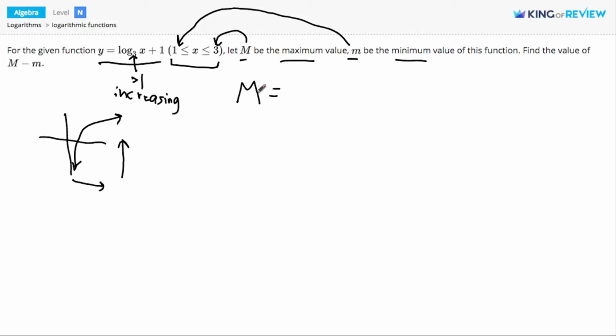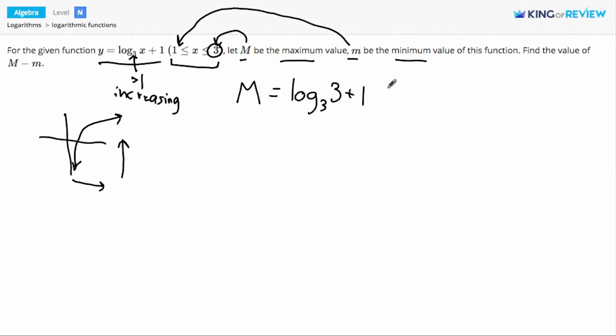Capital M, the maximum, will be the answer to this function, the y value of this function, at the top of the range, at the top of the domain for x, when x is 3. So here's the function, y equals the log base 3 of x, here we're plugging in 3, plus 1.